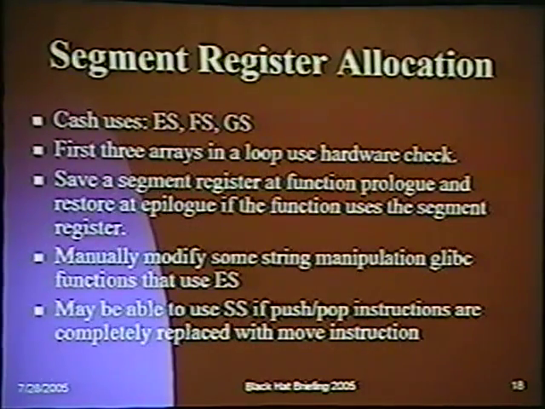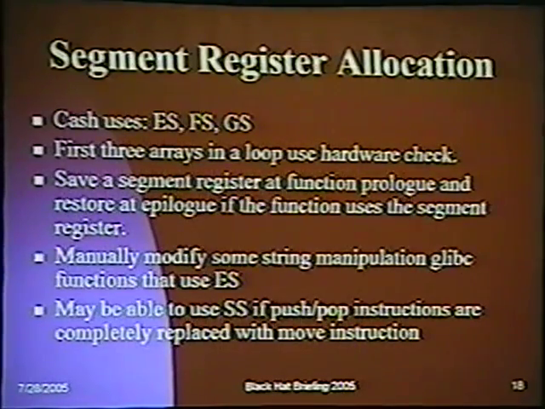Now, one of the problems with the cache approach is that the x86 architecture only provides a very small number of segment registers. It only provides 6 of them, and 3 of them are already taken: the code segment, data segment, and stack segment. So we are only left with 3 segment registers. On top of that, some string manipulation instructions actually use one of the segment registers, ES.